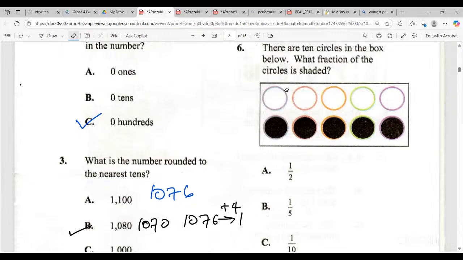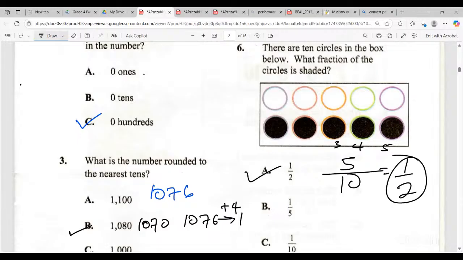For this one, it says there are 10 circles in the box below. What fraction of the circle is shaded? Now, we have a total of 10. They told us that it was 10. And out of the 10, 1, 2, 3, 4, 5 is shaded. So it would be a half when I break down the fraction. So it's a half, not 1/5 for this one.